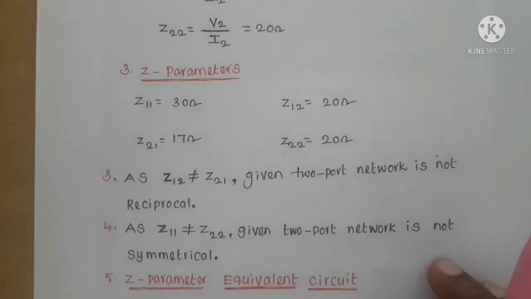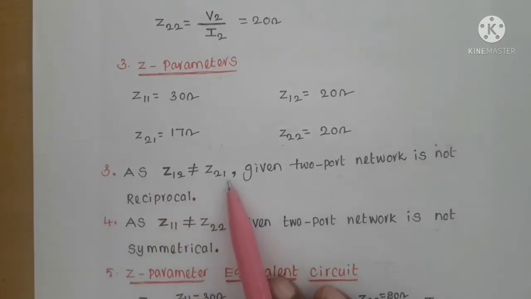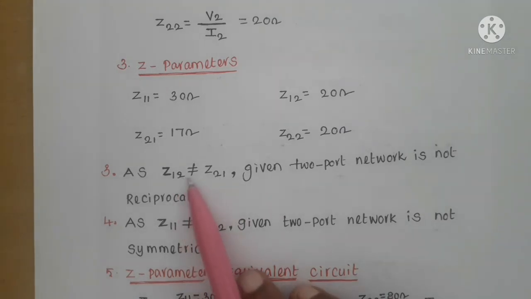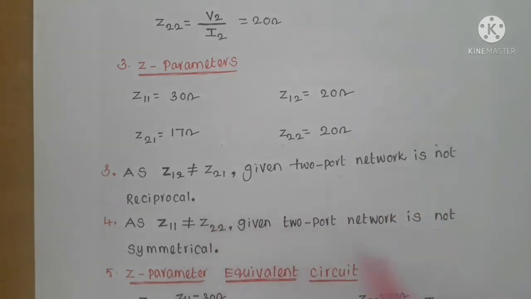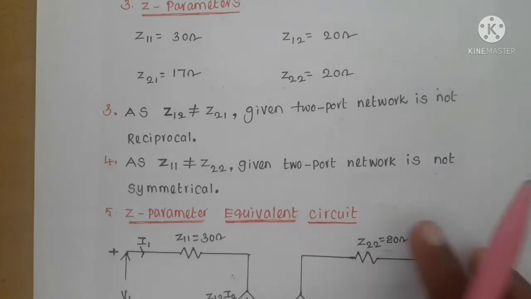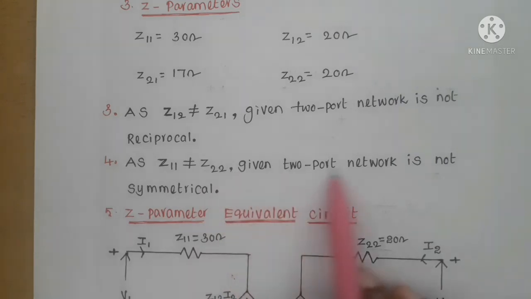Based on these Z parameters, we have to comment on reciprocity and symmetry. For reciprocity, if Z12 equal to Z21, the given two-port network is reciprocal, but here Z12 is not equal to Z21. So the given two-port network is not reciprocal. Similarly, if Z11 equal to Z22, the given two-port network is said to be symmetrical. But here Z11 is not equal to Z22. So the given two-port network is not symmetrical.